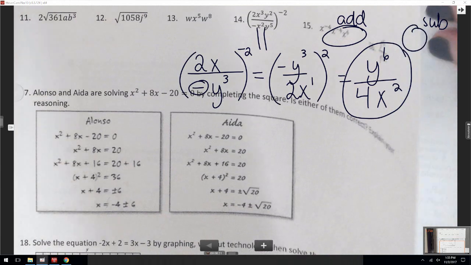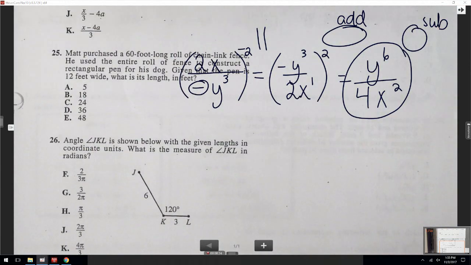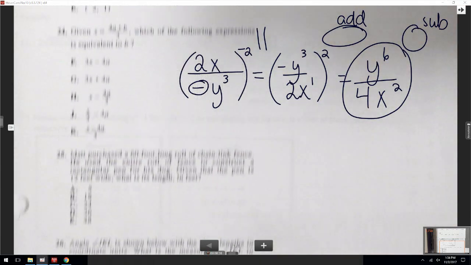Alright, you should have grabbed an ACT all the way in. If you did not, go grab one within the next 5 seconds. And we are not going to cheat. We are not going to start yet.